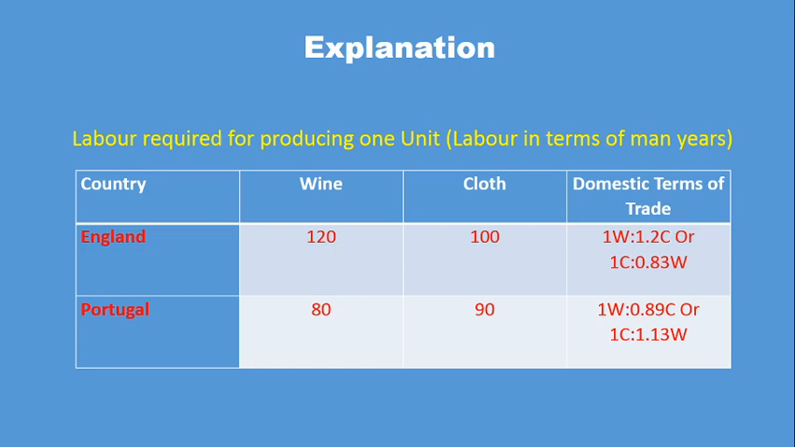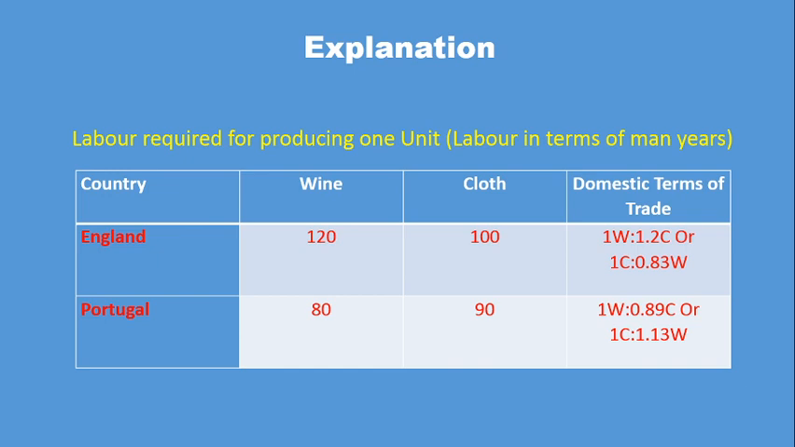It means Portugal has a comparative cost advantage in wine and comparative disadvantage in cloth irrespective of absolute advantage in both commodities. Under these circumstances, it is advantageous for both countries to have trade relations, and Portugal should export wine and import cloth, while England should export clothes and import wine at any exchange rate between 0.89 and 1.2 units of clothes against 1 unit of wine.